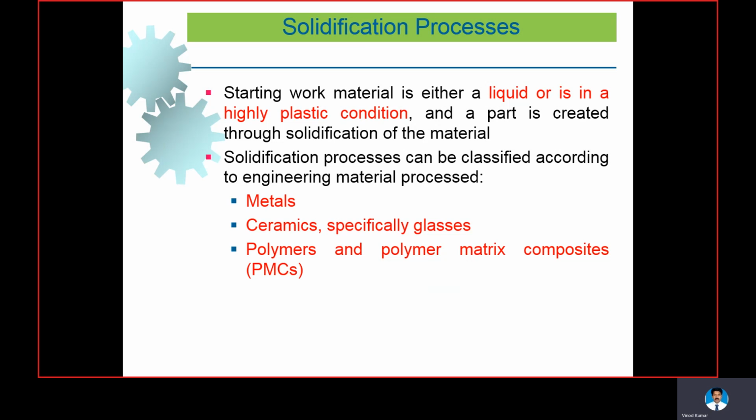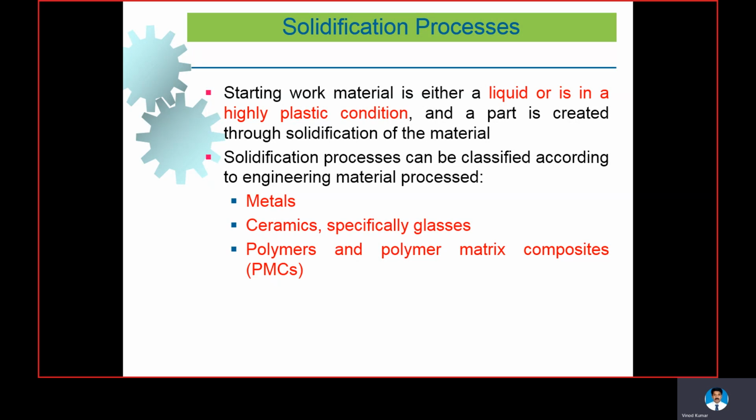Solidification process, as you know, liquid in a highly plastic condition. So metal is melted, and the metal will get converted to liquid, or a highly plastic condition. This molten metal is poured into a cavity, and after solidification we produce a part or a product. This process is called a casting process. We already studied in week 1 material how a casting process is performed.